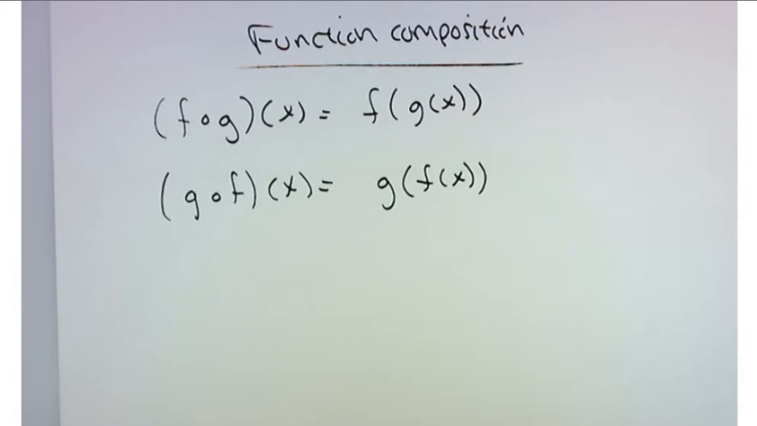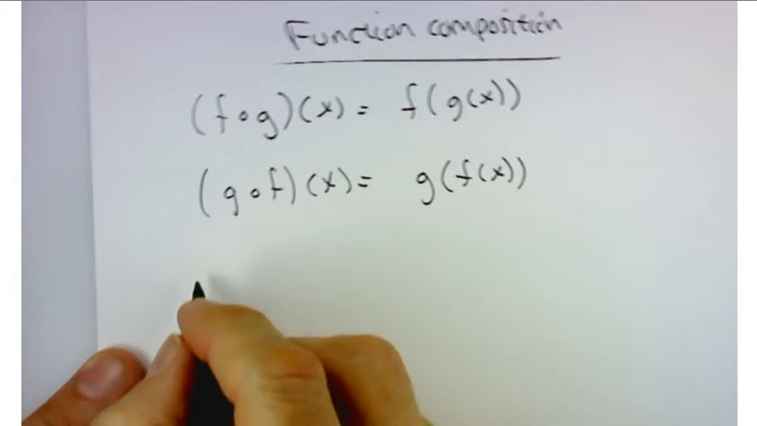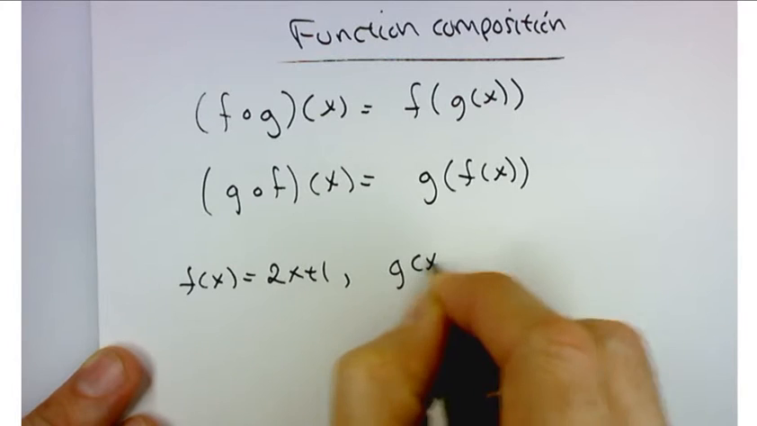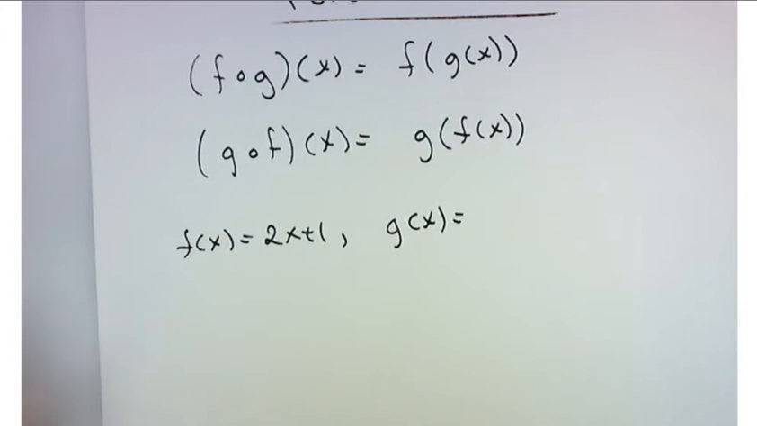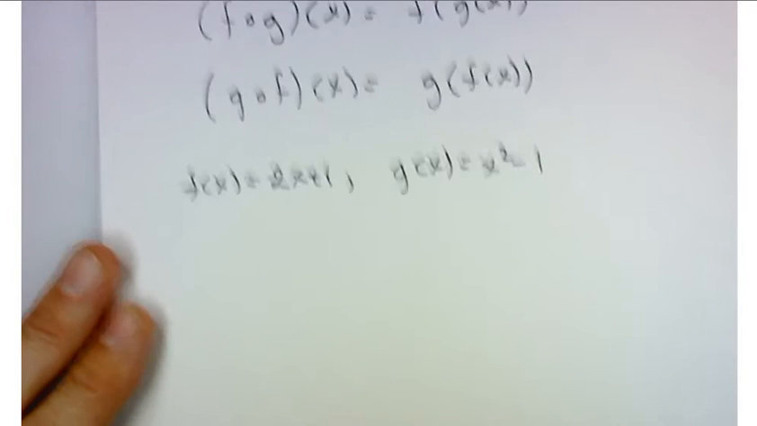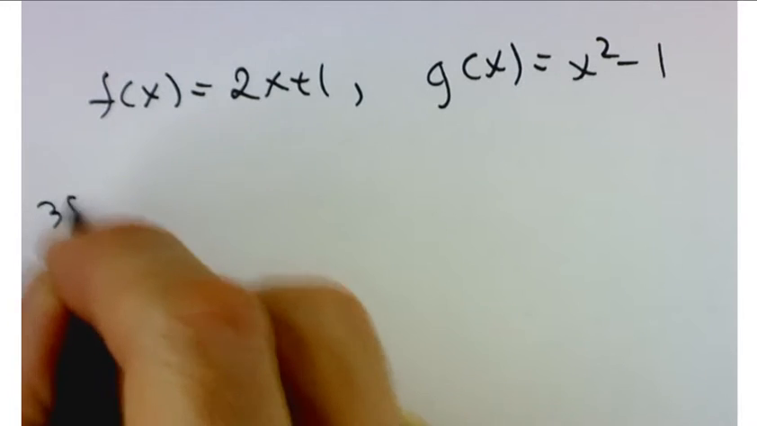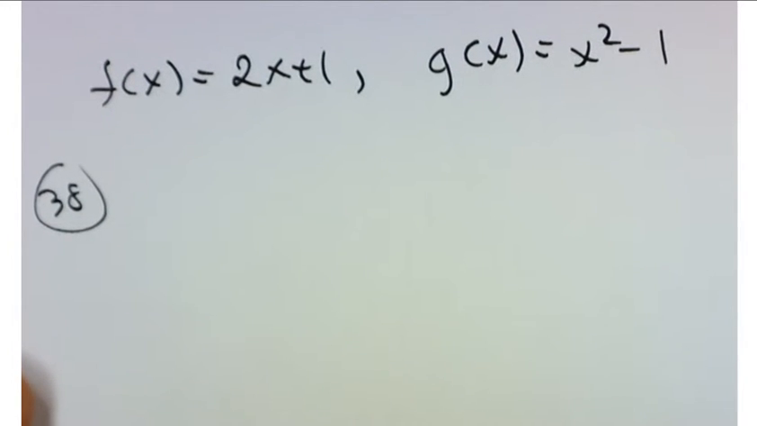So let's try a couple examples with this new kind of funky notation. The book's going to have to give you, or I'll have to give you, the actual functions involved. So we'll start with problem number 38. We'll do a couple problems with 38 so that we can use the same pair of functions. F of x is 2x plus 1, and g of x is x squared minus 1. So we're going to use these same two functions for the next several problems. We'll start with problem number 38.